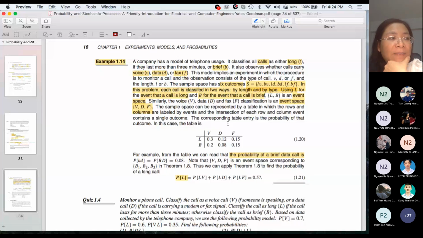Did you understand example 1.4? If you understand, please write W in the comment box.